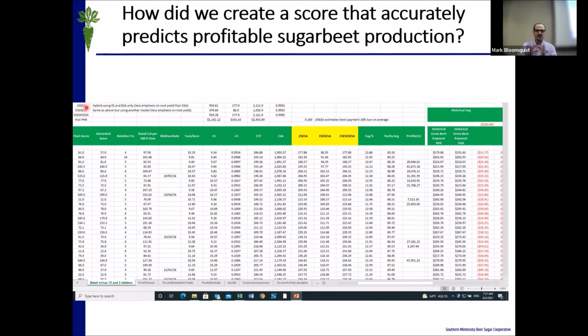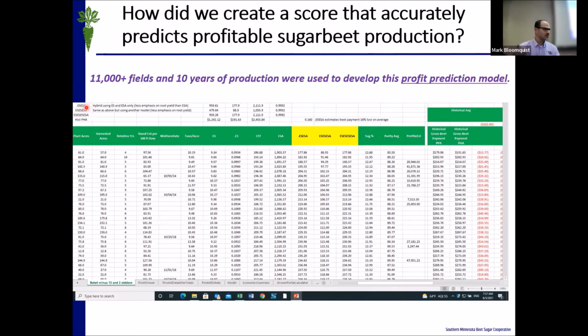How did we create this score that accurately predicts profitable sugar beet production? Well, I have to give a shout out here to Ian O'Connell, our CFO, because he provided me with over 11,000 fields and 10 years of production in order to develop this profit prediction model. Basically, he gave me some of the financials for every field over 11,000 years so that I can run correlations and regressions, and coefficients, on these particular specific field-related financials to find the one that provided the greatest prediction.